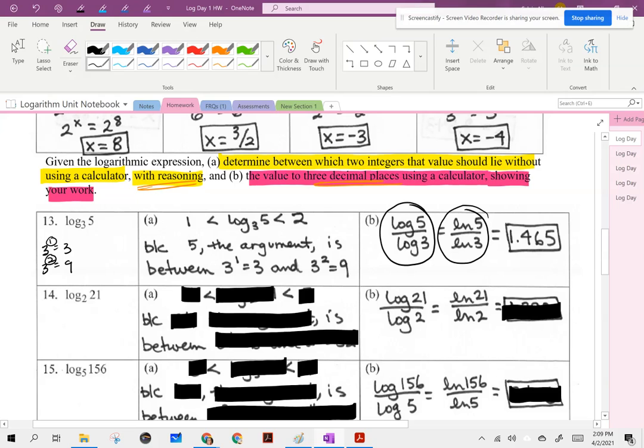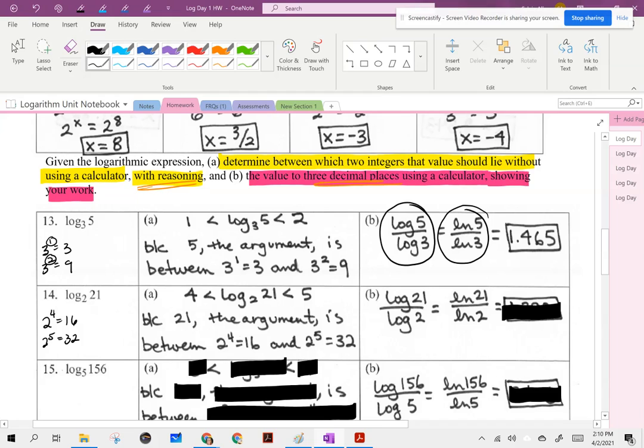All right, so we've got here 2 to what power gives you 21? Well, we've got 2 to the 4th is 16, and 2 to the 5th is 32. So again, we've got log base 2 of 21 is in between 4 and 5 because 21, which is the argument, is between those. This is what you were thinking, and then now we're going to make sure we're putting that into a sentence. And we're going to go ahead and make sure we write down our work here and we get our value.